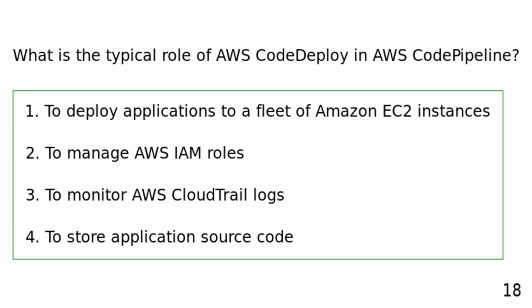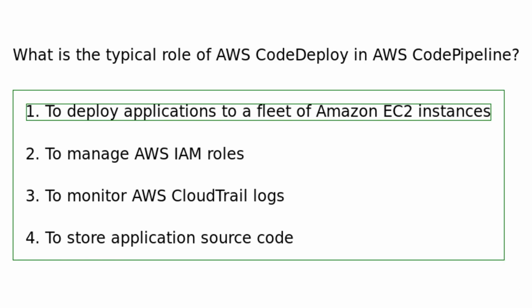What is the typical role of AWS CodeDeploy in AWS CodePipeline? To deploy applications to a fleet of Amazon EC2 instances. To manage AWS IAM roles. To monitor AWS CloudTrail logs. To store application source code. AWS CodeDeploy is used in AWS CodePipeline to automate the deployment of applications to a fleet of Amazon EC2 instances.